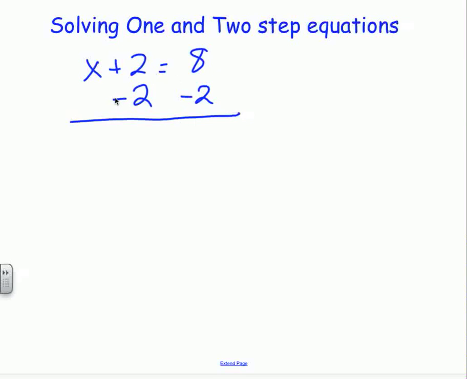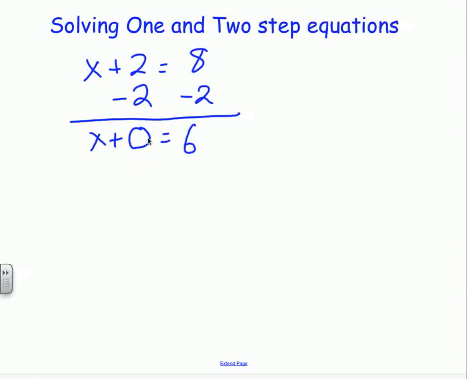And for me, right now, you have to show me all this work in order to get full credit. So the x comes down. When you do 2 minus 2, you're left with a 0. And then you have 8 minus 2, and that is 6.